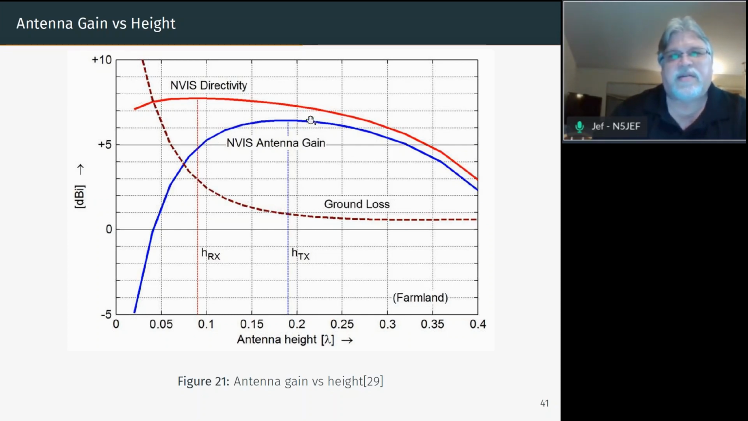And the nice thing about that is that an eighth wave at 80 meters is about the same as a 1/4 wave at 40 meters. And so you can use that same antenna, same height, about 25, 30 feet off the ground for 80 meters or 40 meters, and they'll both work very well.